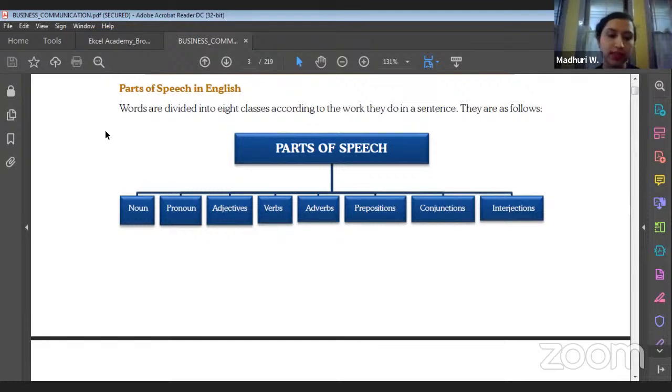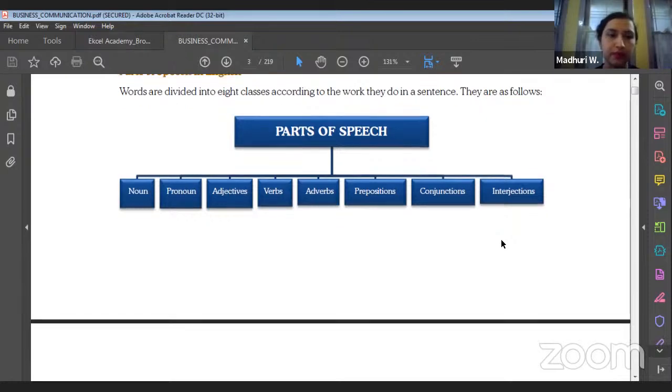Very good. So Sumati says it's noun, pronoun, adjectives, adverbs. Okay, very good. Words are actually divided into 8 classes according to the kind of work and function they have in a sentence. So we have nouns, pronouns, adjectives, verbs, adverbs, prepositions, conjunctions, and interjections. Let's take a look at each of these in detail.